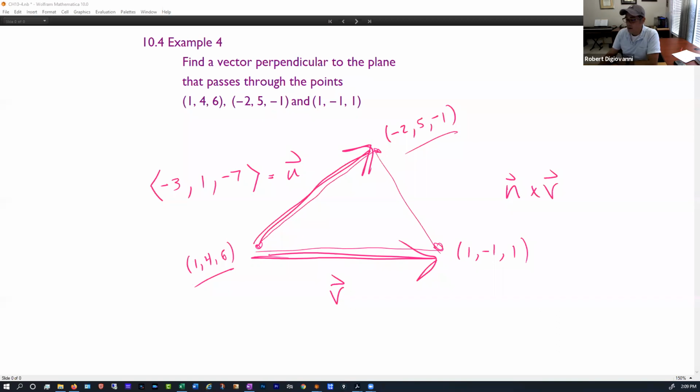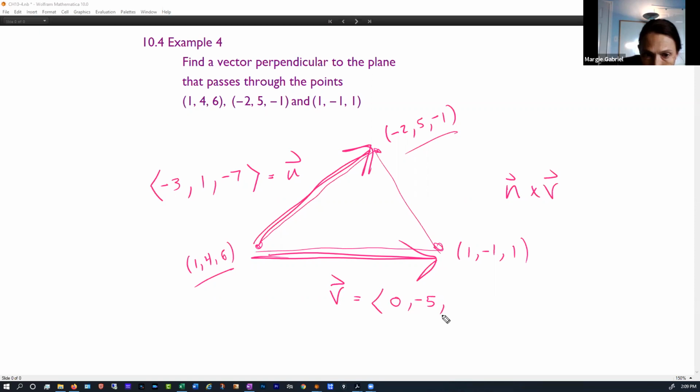All right, how about Margie? Can you do the next one for v? Tell me what that vector would be. Sure. For v, the first is 1 minus 1, so it's 0. And then a negative 5, and then a negative 5. Okay, good. So those are our two vectors, right?